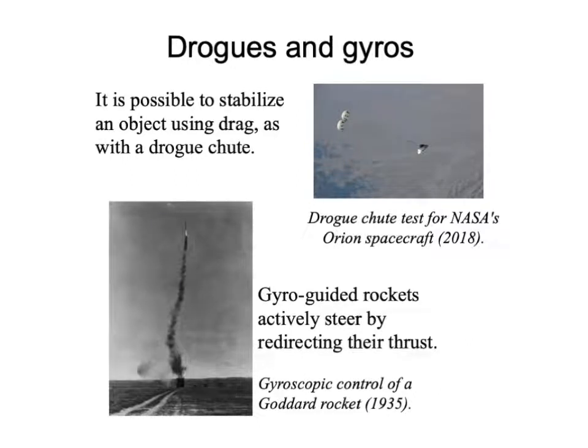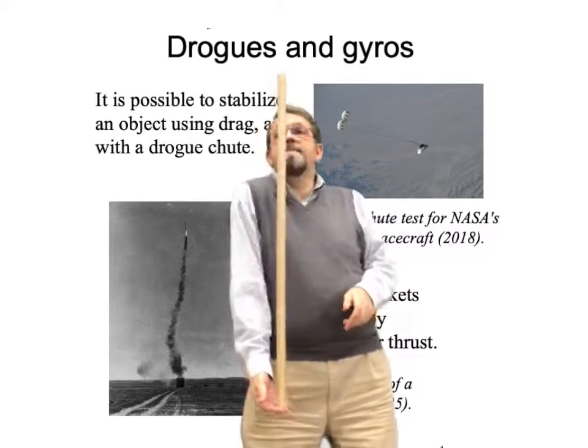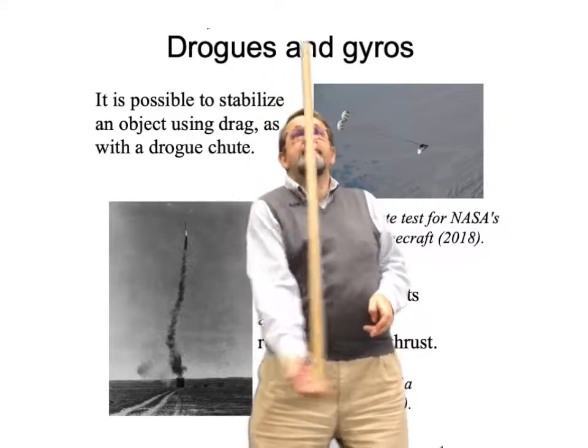And the other way you might do it is by using rocket thrust in a very active way to guide your spacecraft and keep small variations in the angle of attack from getting too big. And these might be guided by a gyroscope. And this is something that was pioneered, of course, by Robert Goddard back in the 1930s. And these rockets actively steer at all times by redirecting their thrust, which of course is at the back of the rocket. So this is a tricky business. It's about like trying to balance a stick with your hand. You have to continually make small adjustments in order to keep the stick more or less vertical.